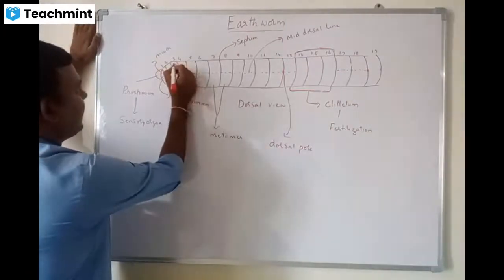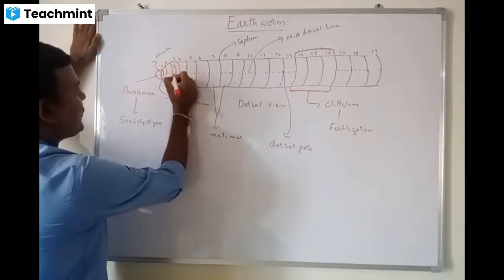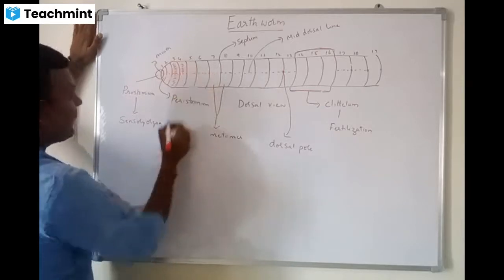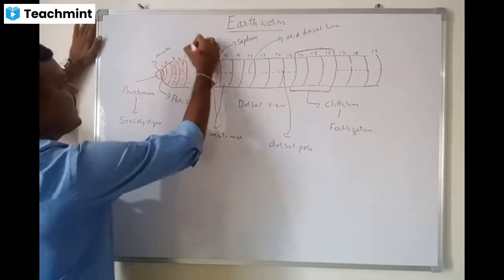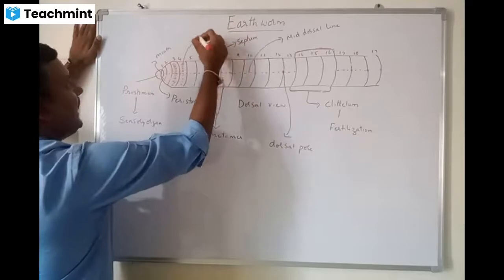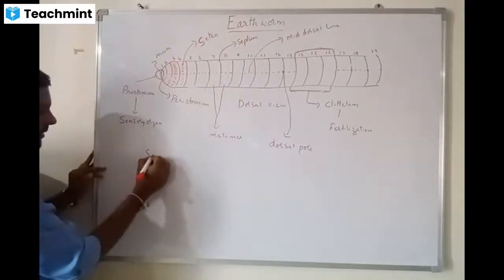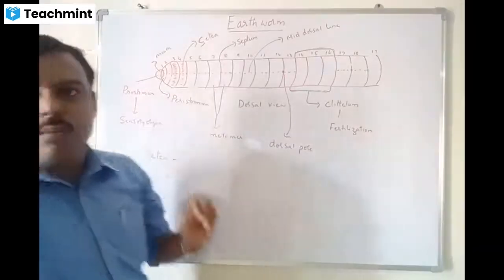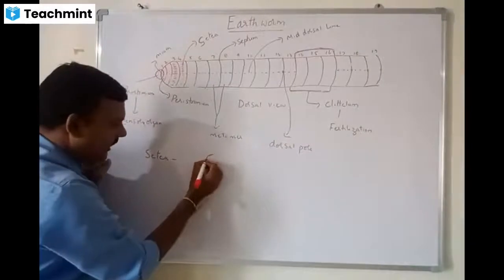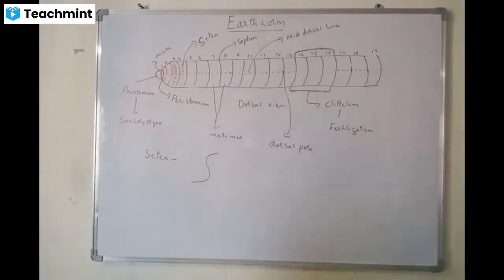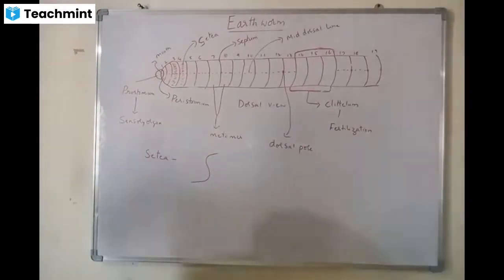And every segment has a circular structure. So all over the body, we call them setae. These setae are helpful in locomotion because they are chitinous, made by the clitellum, and they are S-shaped.